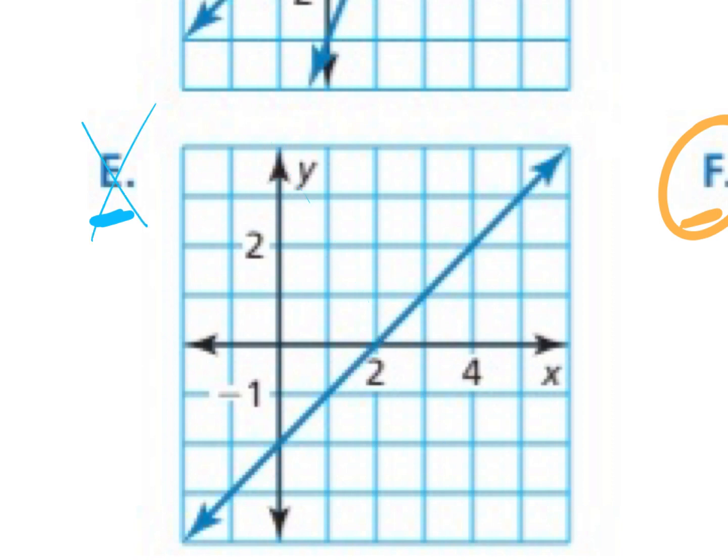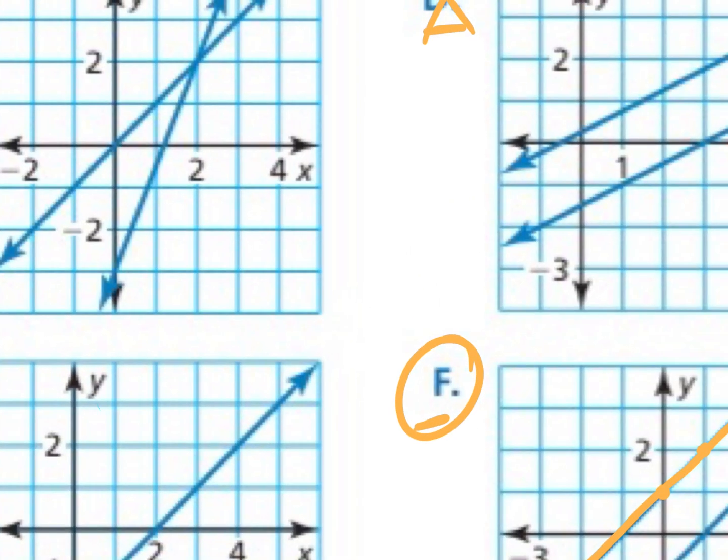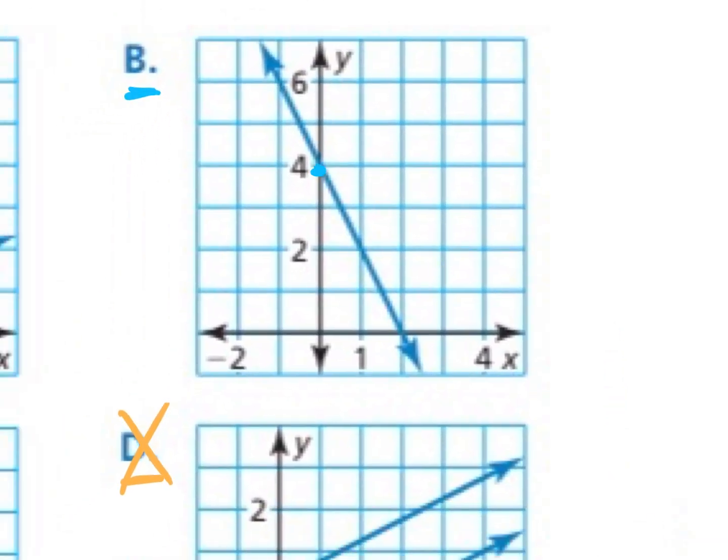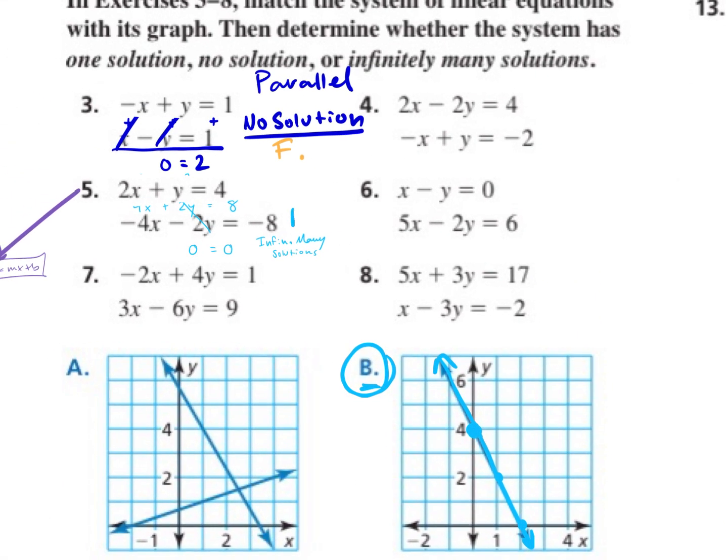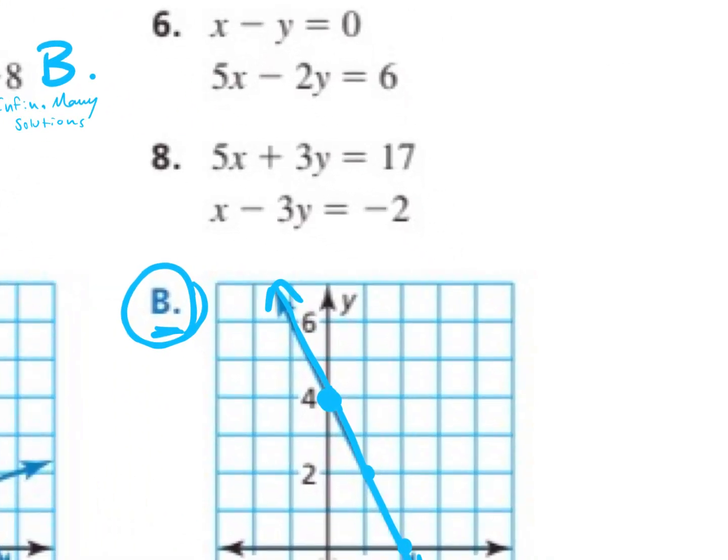Let's check B. I put my y-intercept at 4, go down 2 to the right 1, down 2 to the right 1. Do our lines match? Yes. So what's my answer? B. So number 5 would be B. Let's do number 8.